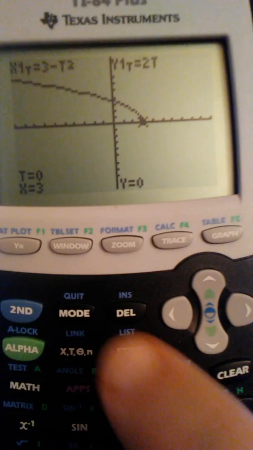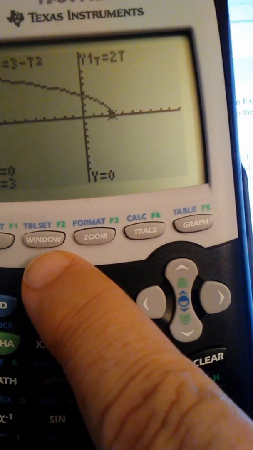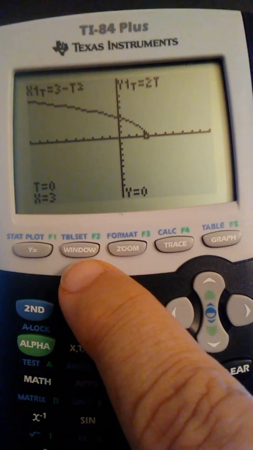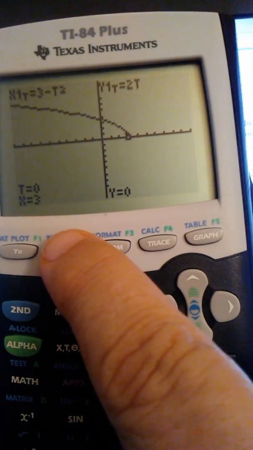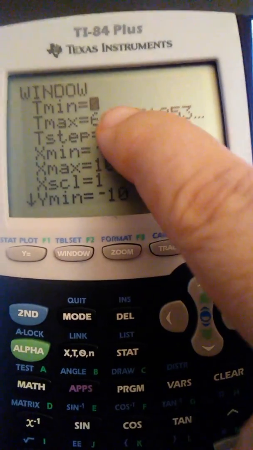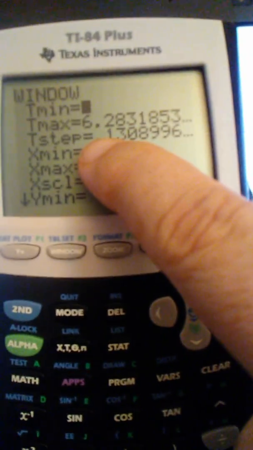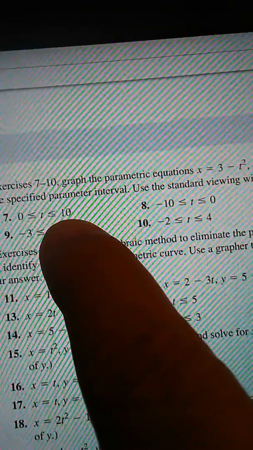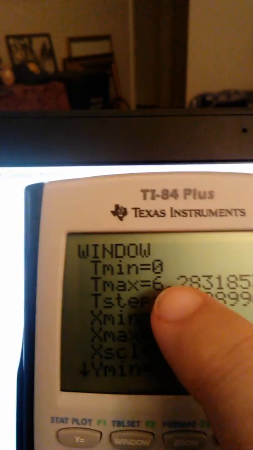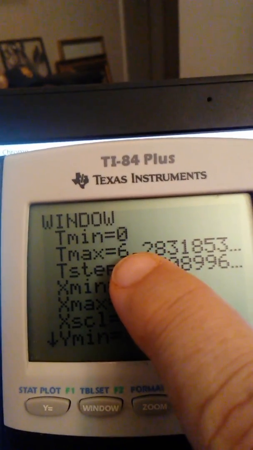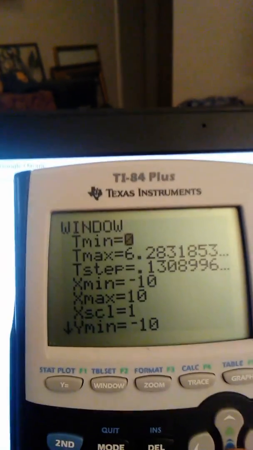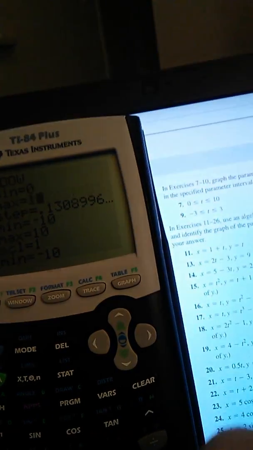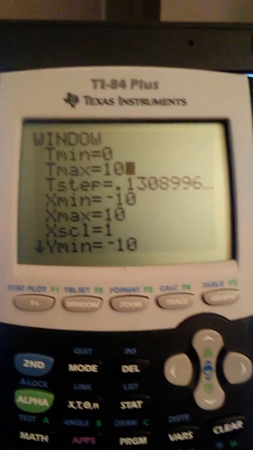If you'll notice the window. The window we've set before sometimes only has x's and y's. But if I push on window, notice now it has a t min, a t max, and a t step. The maximum number for t was 10, and the minimum number for t was 0. So let's change those. We already got the minimum of 0. Now we have to change that maximum to 10, right? Okay, change that to 10.